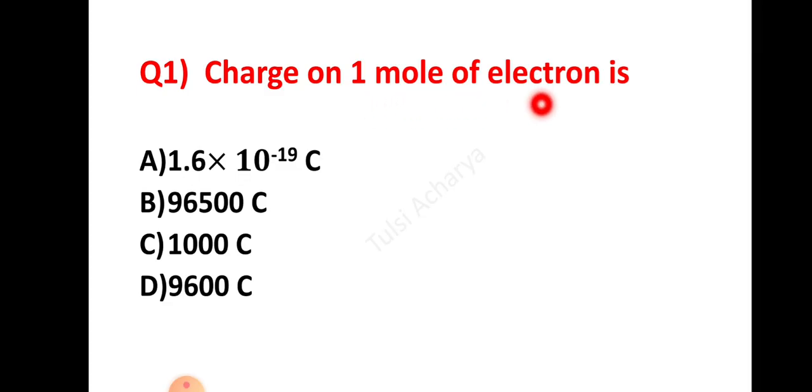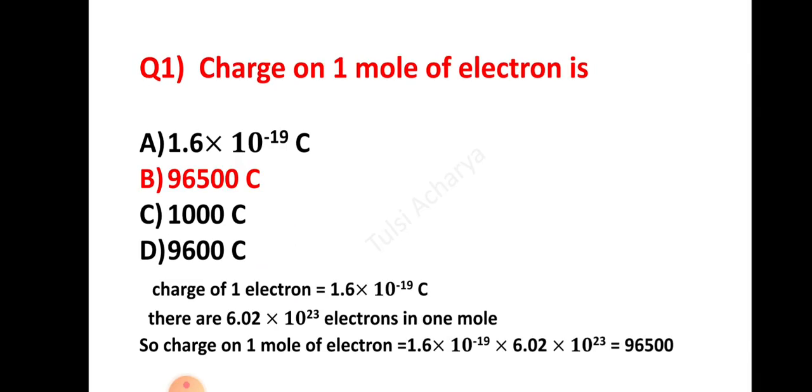Charge on 1 mole of electron is: option A, 1.6 into 10 to the power minus 19 coulomb; option B, 96,500 coulomb; option C, 1000 coulomb; option D, 9600 coulomb. Now let us see its solution.